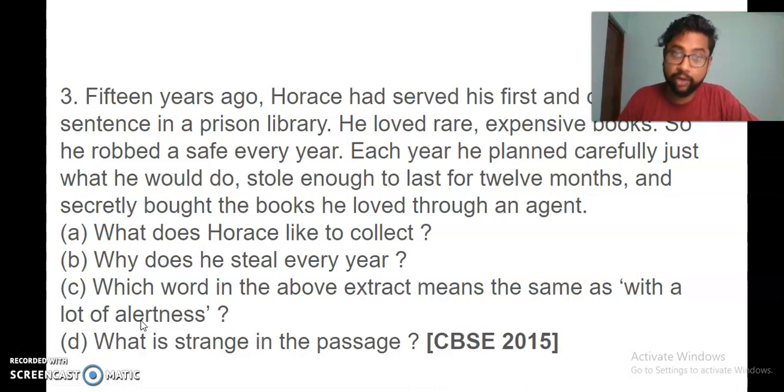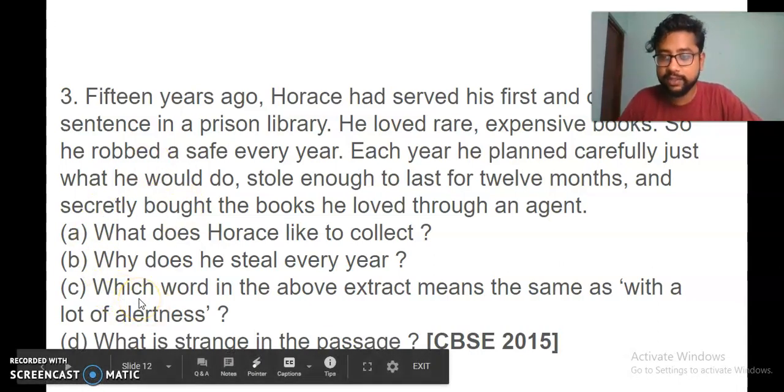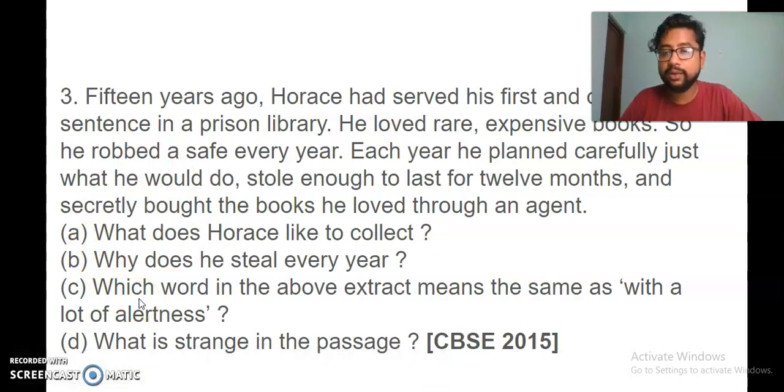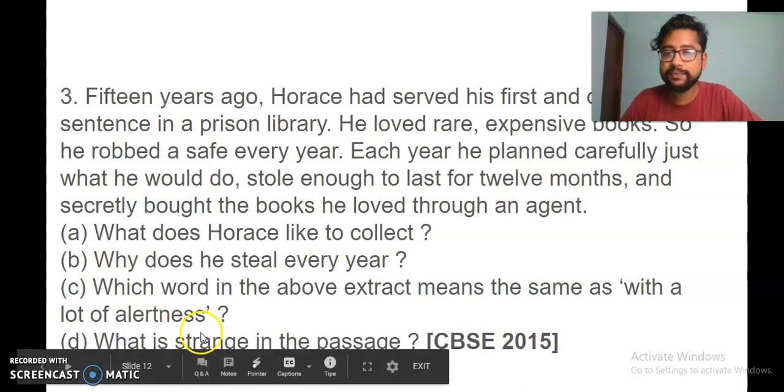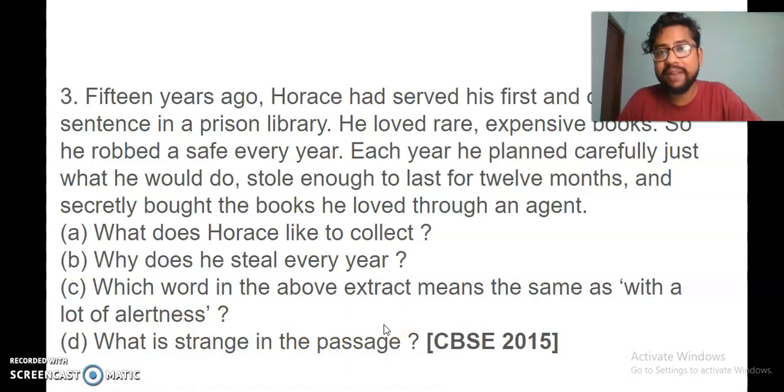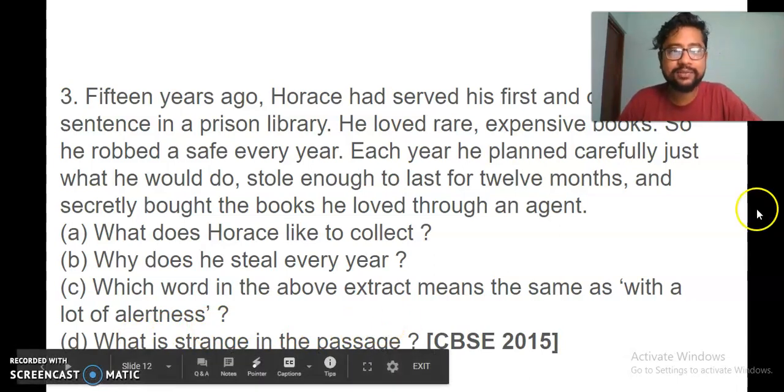C and D are vocabulary tests. Please note that even in the literature part, your vocabulary would be tested. Which word in the above extract means the same as with a lot of alertness? What is strange in the passage? The strange thing in the passage is Horace's choice of buying the most peculiar books.